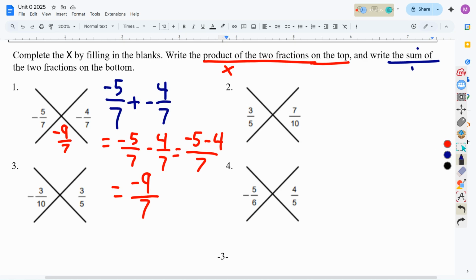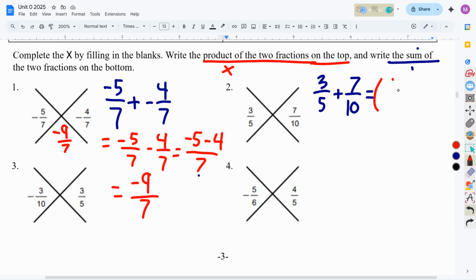So if I'm going to add 3/5 plus 7/10, we need to find a way to get the same denominator. Otherwise, I can't do this. We can't combine the top because they're not counting the same thing. So what I show my students to do is put a blank parentheses with a blank fraction there, and we're going to write that next to the one that I want to change. Okay?